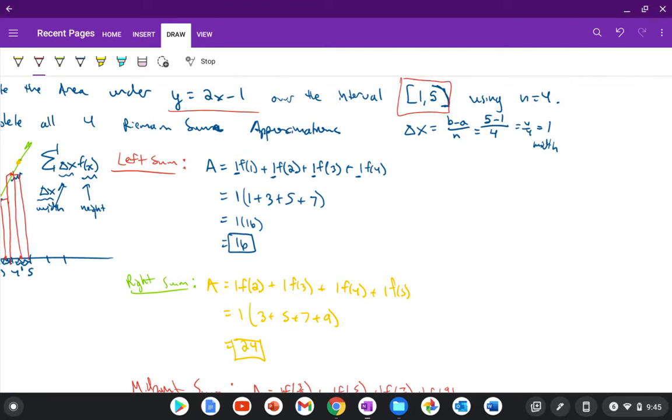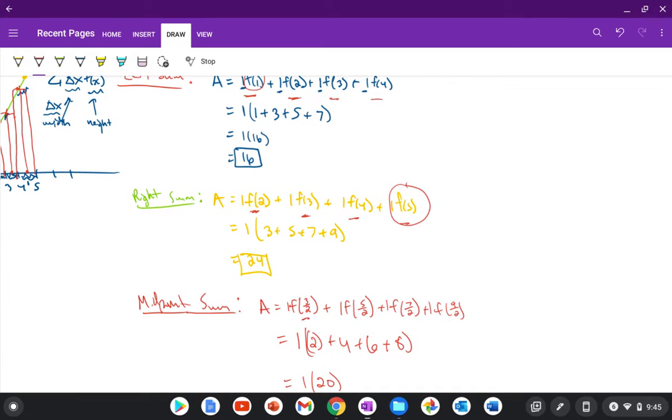So since the interval was 1 to 5, notice the left sum we started with f of 1, right? But we did not have an f of 5. With the right sum, we ended with f of 5, right? But we did not have an f of 1. So that's kind of a way you can check. And since it's n equals 4, you should have 4 values for all of these.